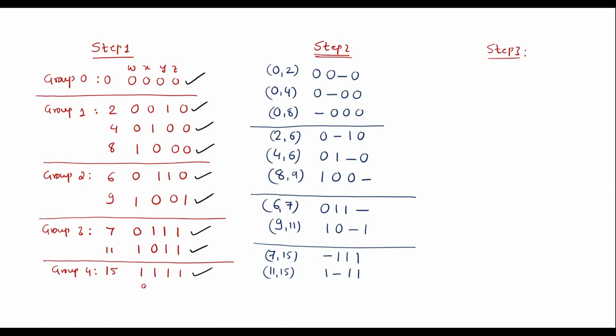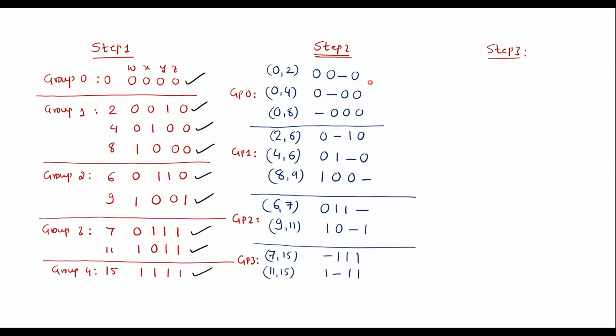So in step 3, let me write step 3. Again I will compare. Now I will call this group 0, this group 1, this group 2, this group 3. Now again I will compare each number of group 0 with group 1. So let me compare 0, 2 and 2, 6. So here it differs by more than 1 bit, so we should ignore.